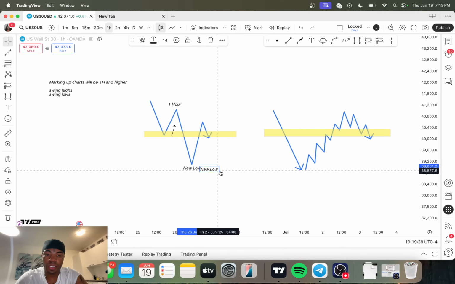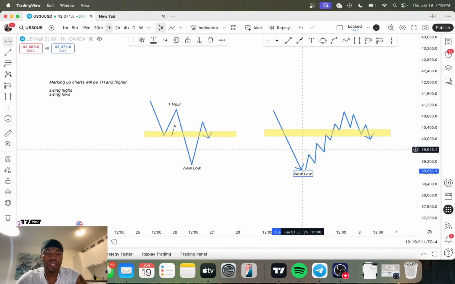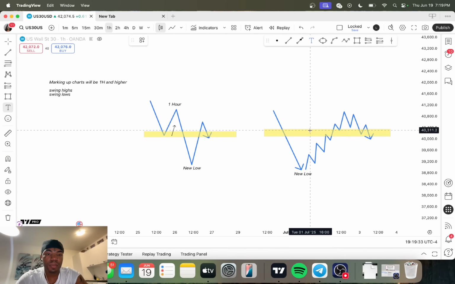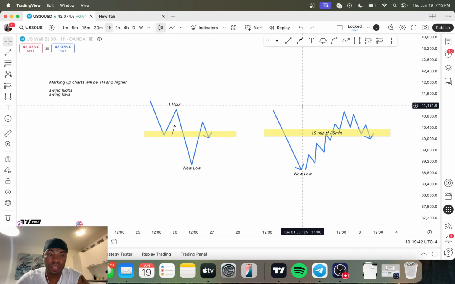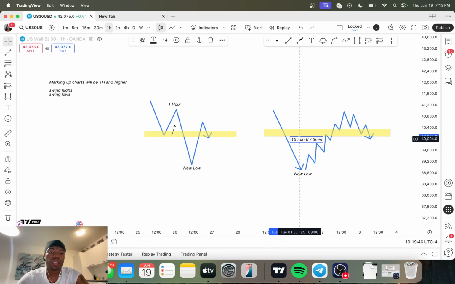So I'm gonna go ahead and drag this across. This is our new low as well, but this is our 15-minute time frame. So let's say 15-minute TF. You can even say 5-minute TF, whichever one you can see it clearly on, right? Whichever one you can see your swings clearly on is the one that you can use, right?